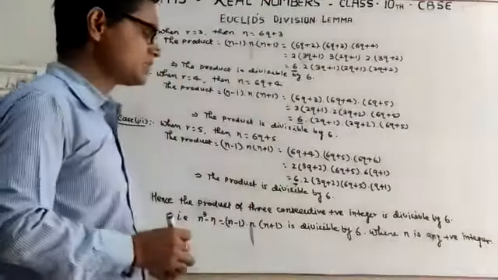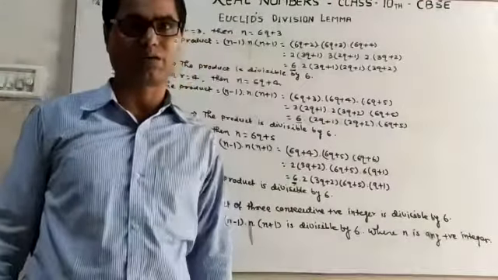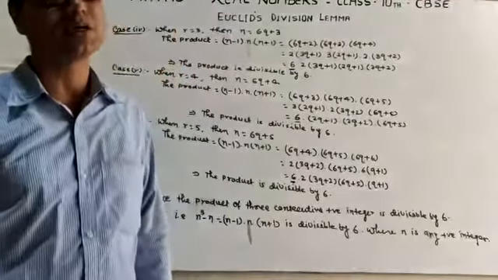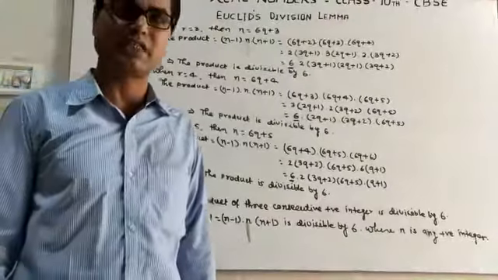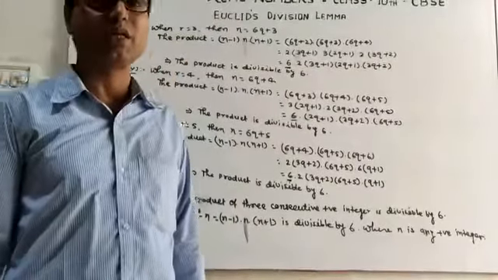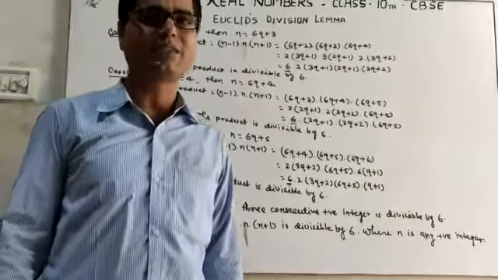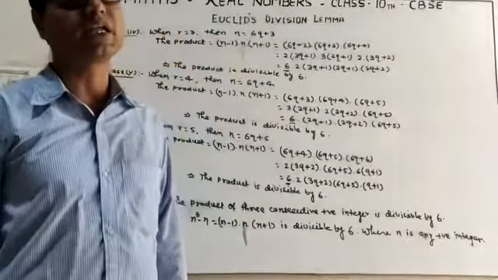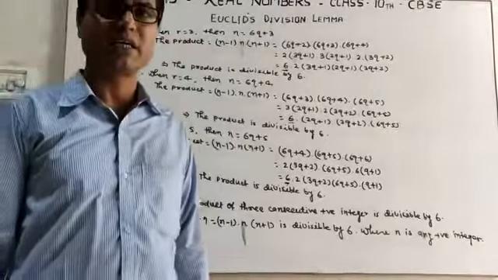Hence the product of three consecutive positive integers is divisible by 6. In other words, we can say that n cube minus n, that is n minus 1 into n into n plus 1, is divisible by 6, where n is any positive integer.